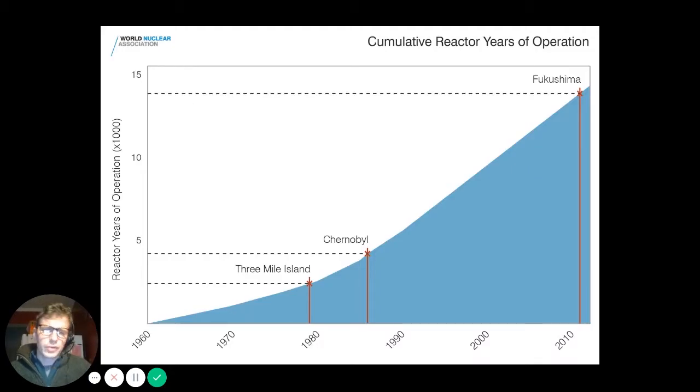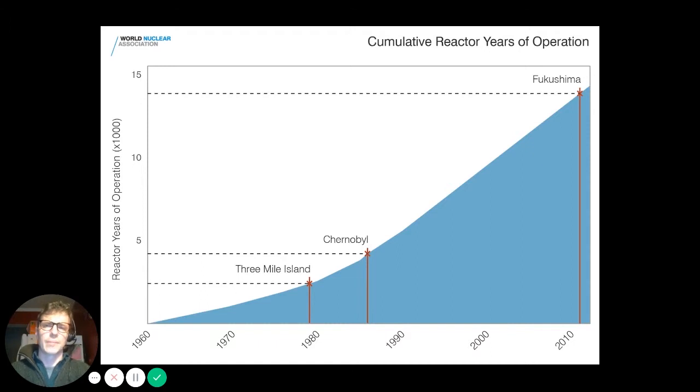However, I think it's important also to put these accidents in perspective. What this figure shows is years on the x-axis, and on the y-axis, reactor years of operation in the thousands. This gives you a sense for cumulative reactor years of operation across the entire world. So 15,000 years of active nuclear power plant operation, and only three really major accidents during this very long time period.